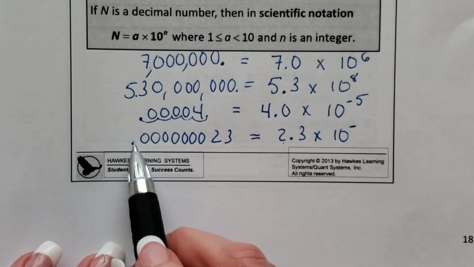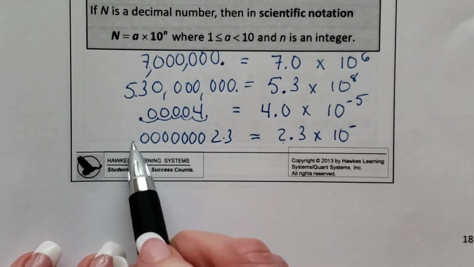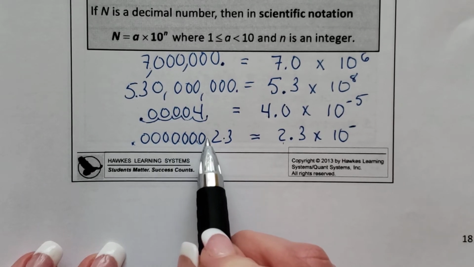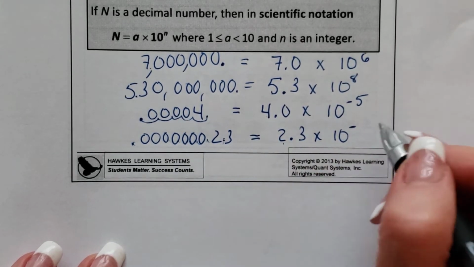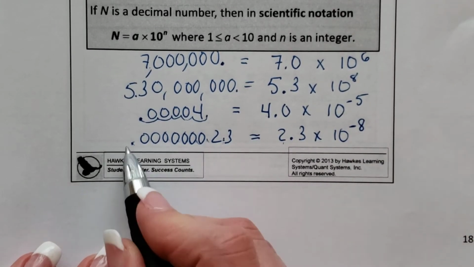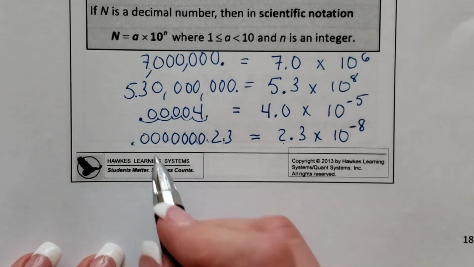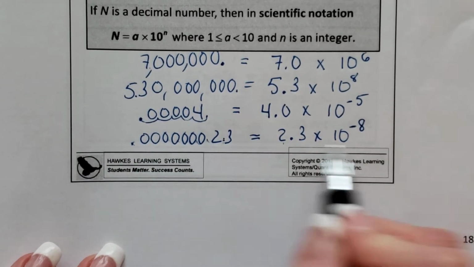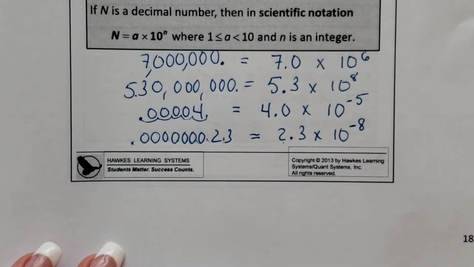So I'm moving my decimal from here to here. So I'm going to move it 1, 2, 3, 4, 5, 6, 7, 8 places. So I'm not going to write a positive 8 because that would be a huge number. This is a very small number, so I get a negative 8. I moved it 1, 2, 3, 4, 5, 6, 7, 8 places. That's where that 8 came from.